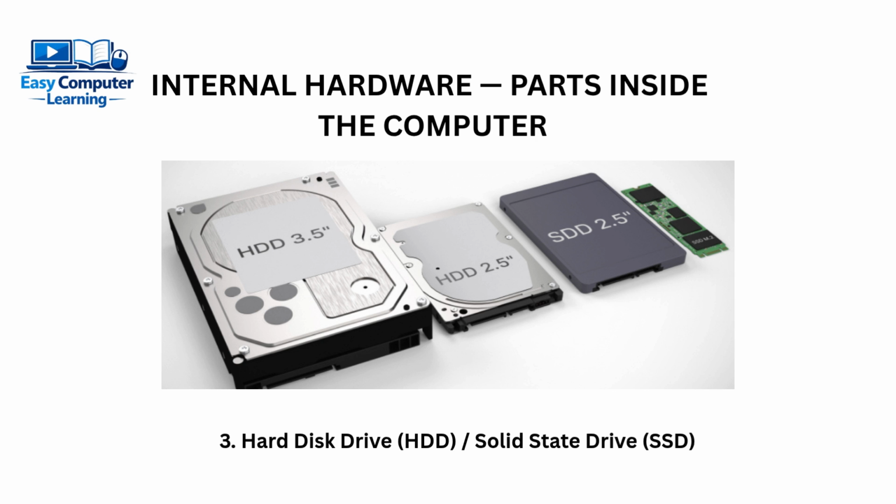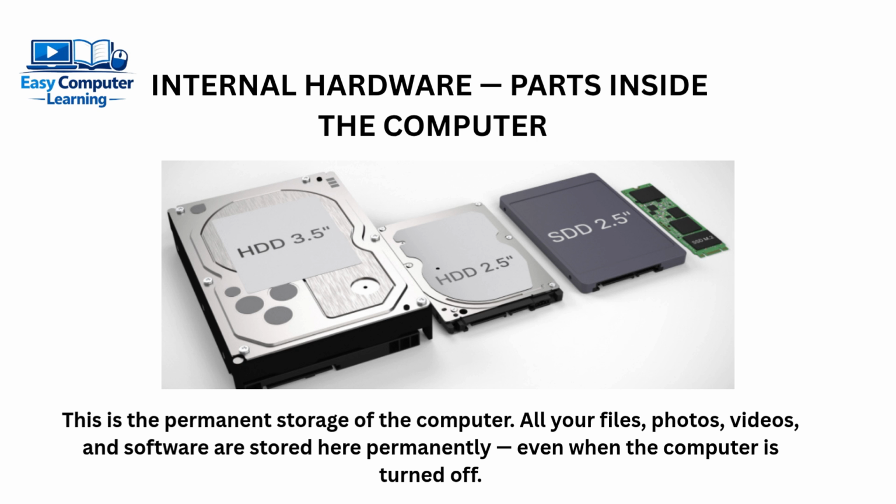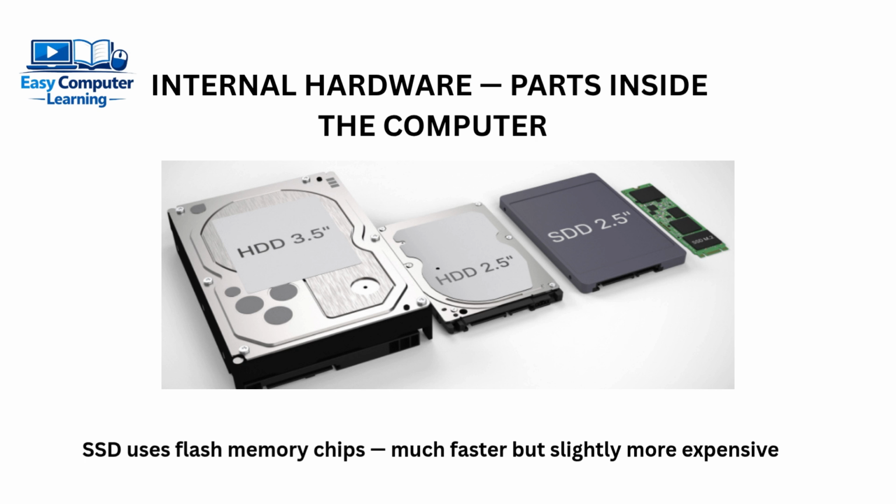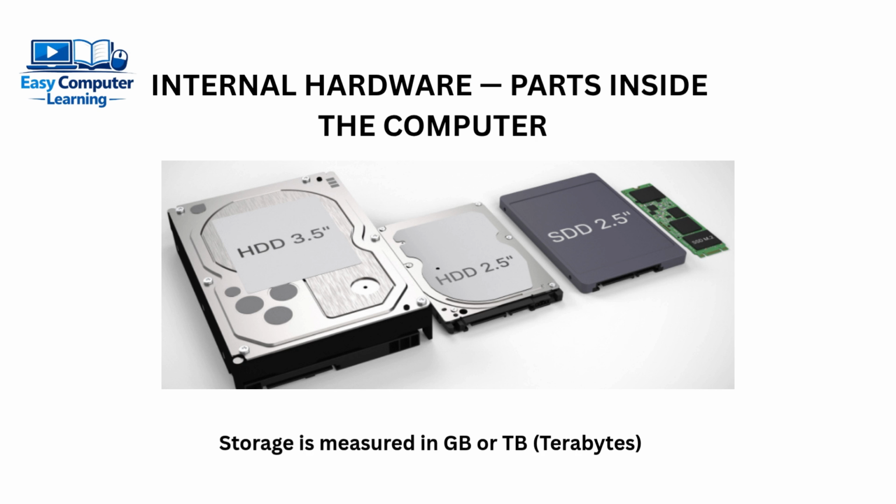Hard disk drive, HDD, solid-state drive, SSD. This is the permanent storage of the computer. All your files, photos, videos, and software are stored here permanently, even when the computer is turned off. HDD uses spinning magnetic disks to store data. Slower, but cheaper. SSD uses flash memory chips. Much faster, but slightly more expensive. Storage is measured in gigabytes or terabytes. Common sizes: 256 gigabytes, 500 gigabytes, 1 terabyte, 2 terabyte.